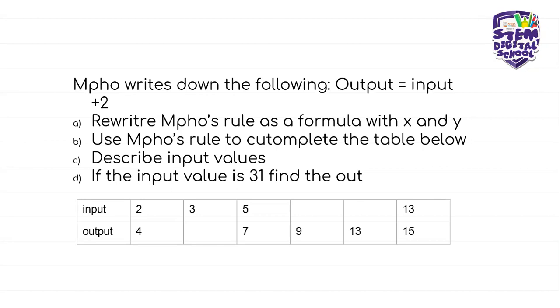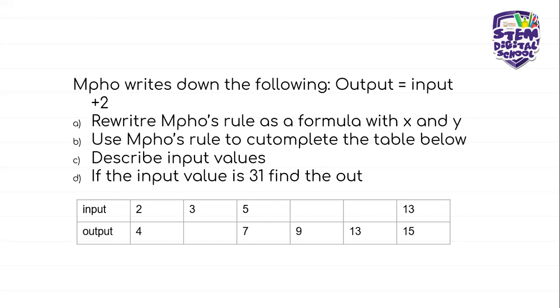So the next one is, we have now rewritten the formula. The rule is now described by the formula Y is equal to X plus 2. So now we need to use this rule to complete the table. When you complete the table, you can use the rule, it's fine, or you can use the formula, it's still fine. What will be the missing value there? You can see in the input, we have 2, that is the first value, followed by 3, followed by 5. And then you skip about 2 inputs, then you go to 13.